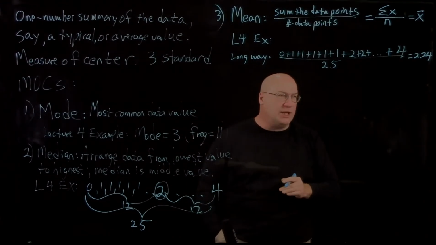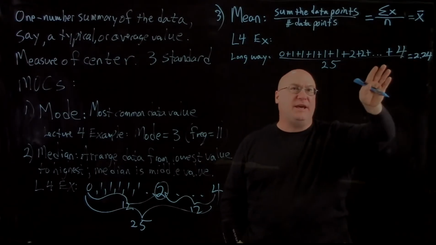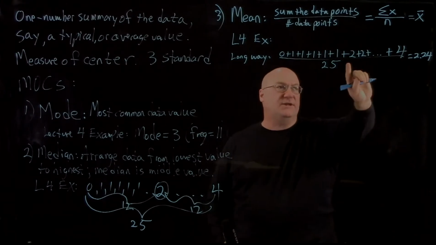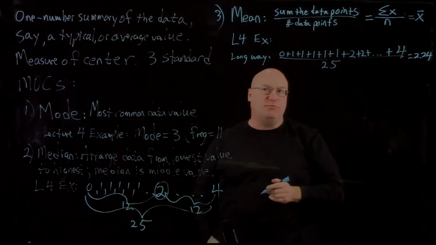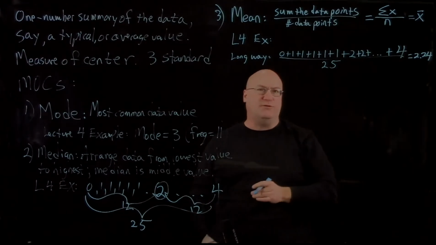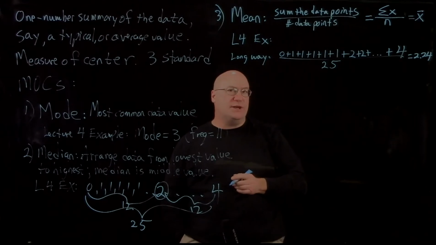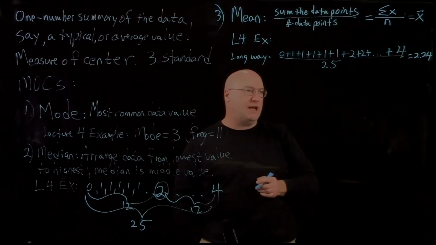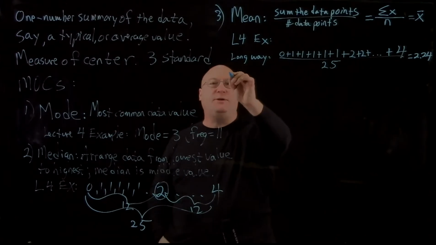Now, let me just stop and say we might round that to the nearest tenth. Typically, if you have data given to the nearest integer, you might round to one more decimal point, to the nearest tenth, and call it 2.2, but I'm going to keep it at 2.24. So we would say the mean or average number of phones that these couples have is 2.24. But there's a better way to compute it.